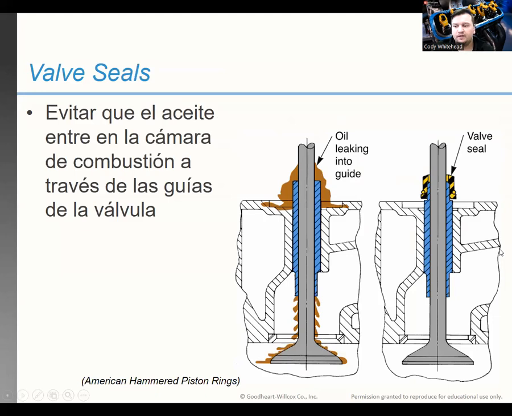Right. Valve seals prevent oil from going down this. So if we didn't have a seal up here, oil in the cylinder head will leak down the valve stem and into the combustion chamber, which causes smoke, and it will cause you to burn oil and lose oil. So we have a seal to prevent that.